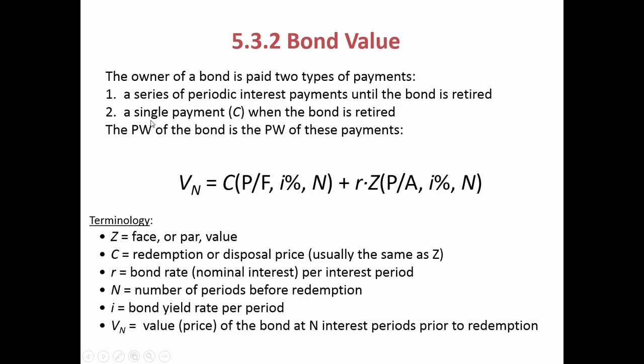It's showing the value in today's dollars, V sub n. The first term is you take the future amount of the redemption price to the present, so P/F, and you discount that future value at the yield rate that you want to achieve, I. And then R times Z, that's the value of these periodic payments. That's the annual series, so you're doing a P/A. You're taking the annual series to the present at the interest rate of the yield that you want to achieve for however many years n there are.